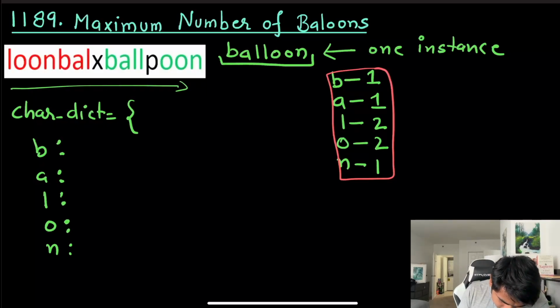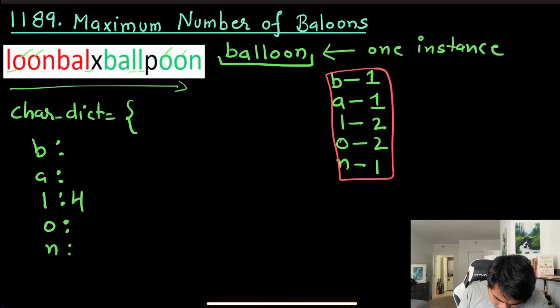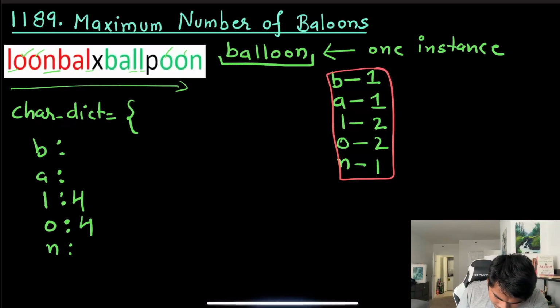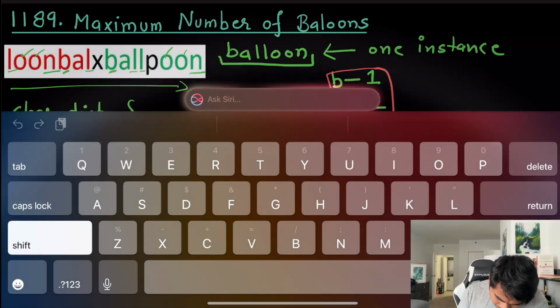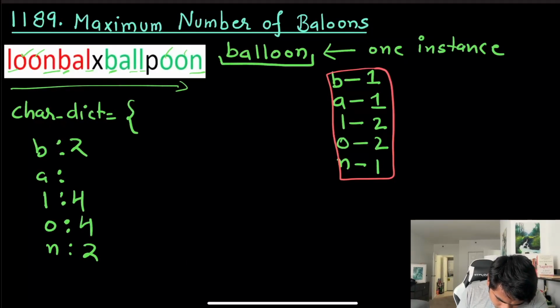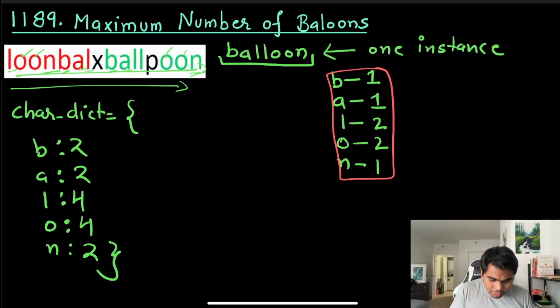So I see L. I will just go through all of them together. There are 4 L's here, then there are 4 O's. Then N is here, 2 N, 2 B's, and then 2 A's. Once I have covered the entire string, I don't care about all of these other characters that appear here, because I'm not going to utilize them to create the instances of balloon, right?